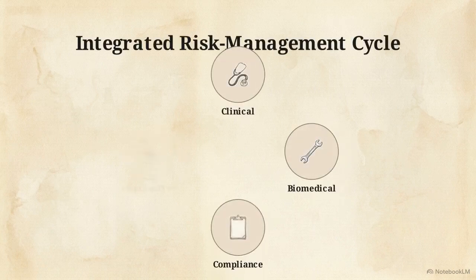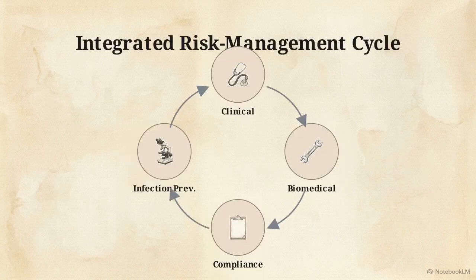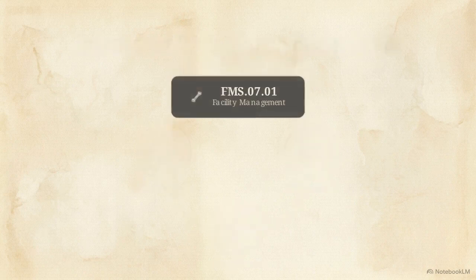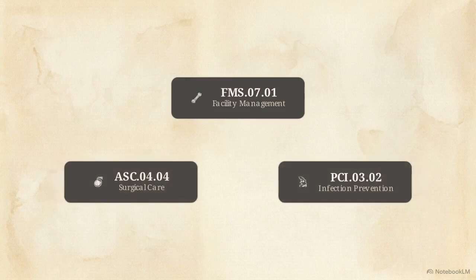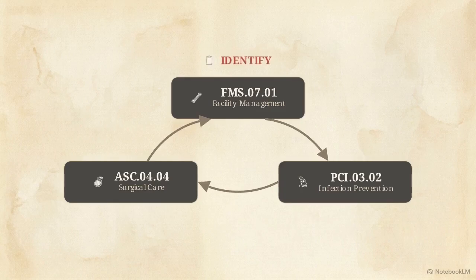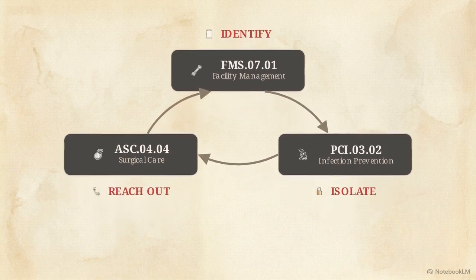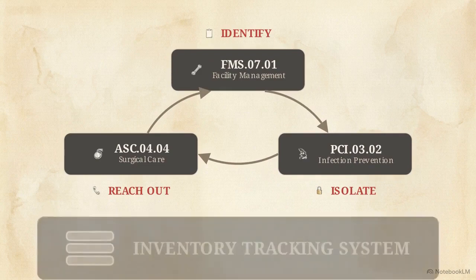This edition restructures equipment management by embedding it into an integrated risk management cycle that spans multiple departments. This diagram illustrates the proactive pathway driven by 3 interlocking standard codes: Facility Management FMS.07.01, Surgical Care ASC.04.04, and Infection Prevention PCI.03.02. Together, these standards mandate a closed loop of action. The hospital must identify the risk, isolate the compromised equipment, and reach out to affected patients in one unbroken sequence.